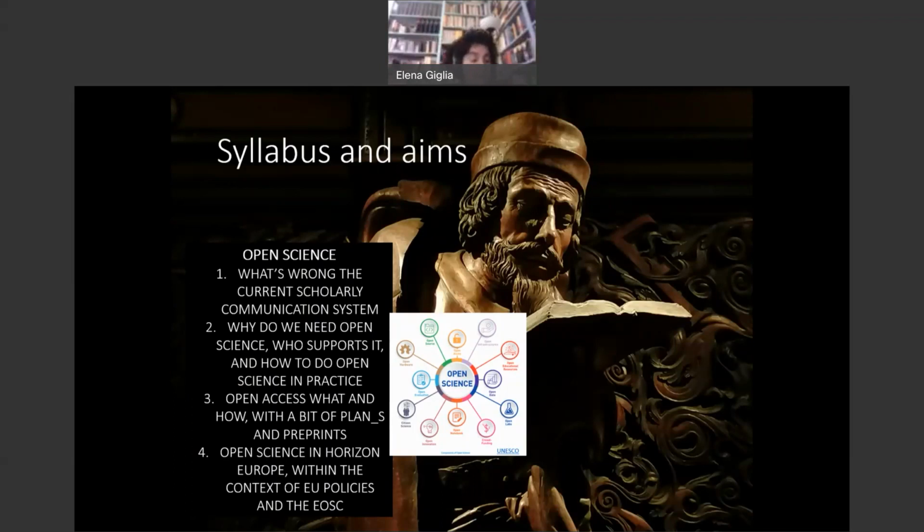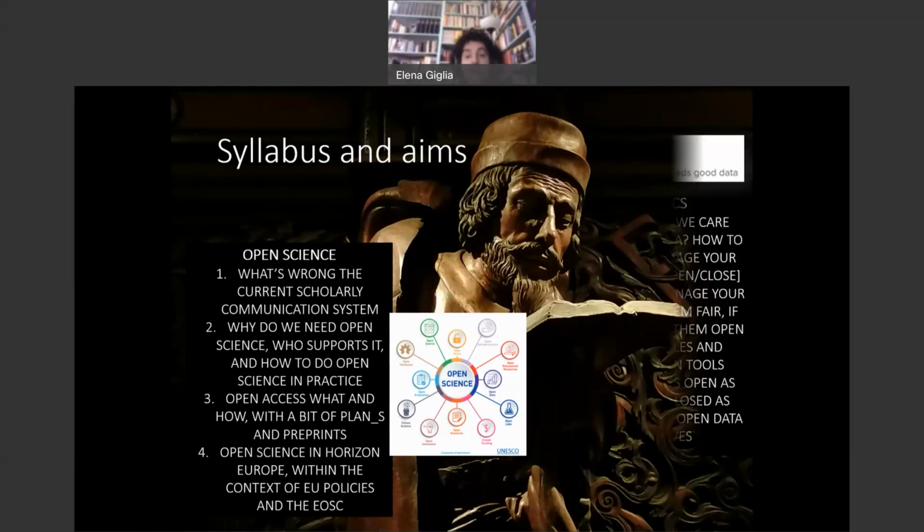And then we had a specific module on European policies, the European Open Science Cloud, and mainly Horizon Europe, because you know that in Horizon Europe, open science is evaluated at the proposal stage. So that's why it's so important to learn how to do open science in practice.